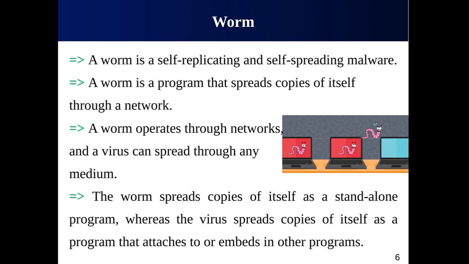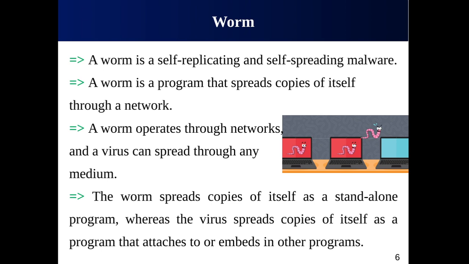The second category of malware that we are going to study is known as computer worm. Like the virus, a worm is a self-replicating and self-spreading malware. However, it is a program that will spread copies of itself through a computer network. So you can say that computer worms spread over computer networks. The primary difference between a worm and a computer virus is that a worm operates through networks, while a virus can spread through any medium.